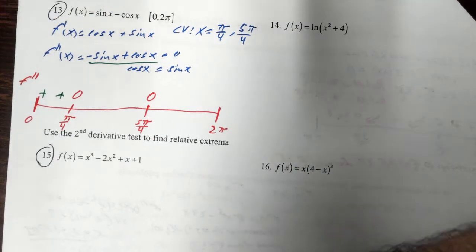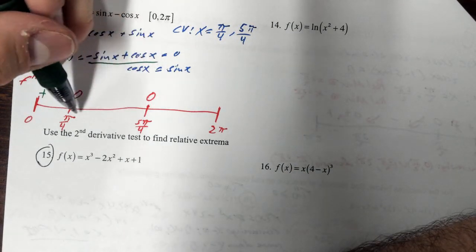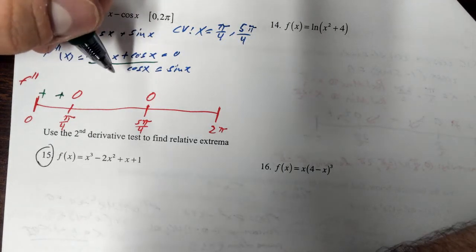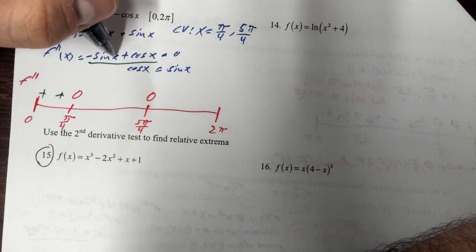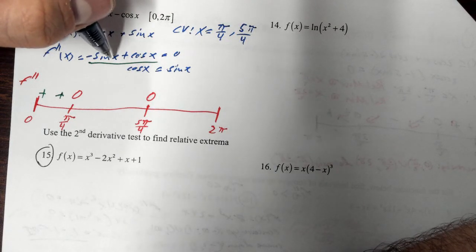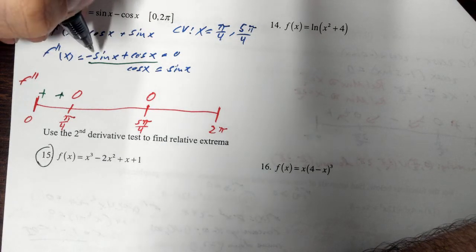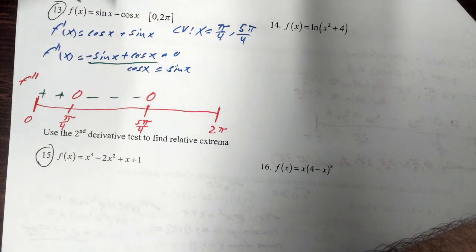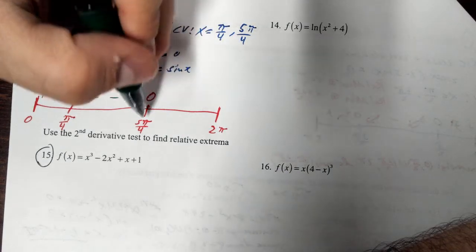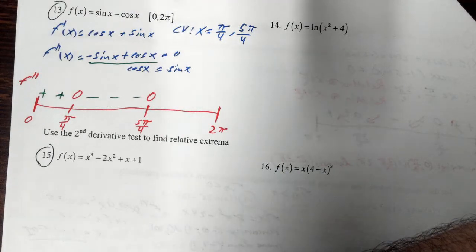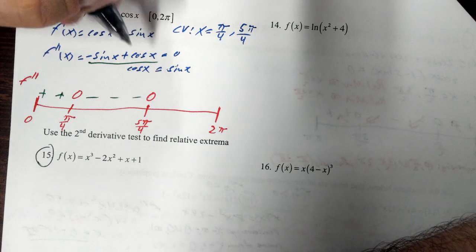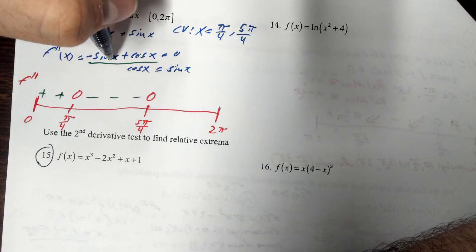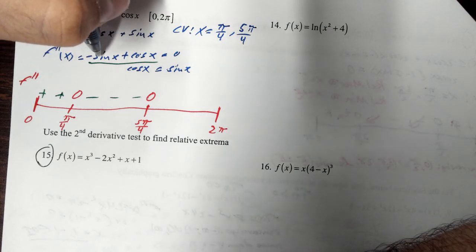And between here, we could use a lot of different numbers. We tried pi over 2. Sine of pi over 2 is positive 1, but then it would become a negative 1. And then cosine of pi over 2 is 0, so we're negative there. Then after 5 pi over 4, I could pick a 3 pi over 2. Well, at 3 pi over 2, sine is negative 1, but then times that negative is positive.